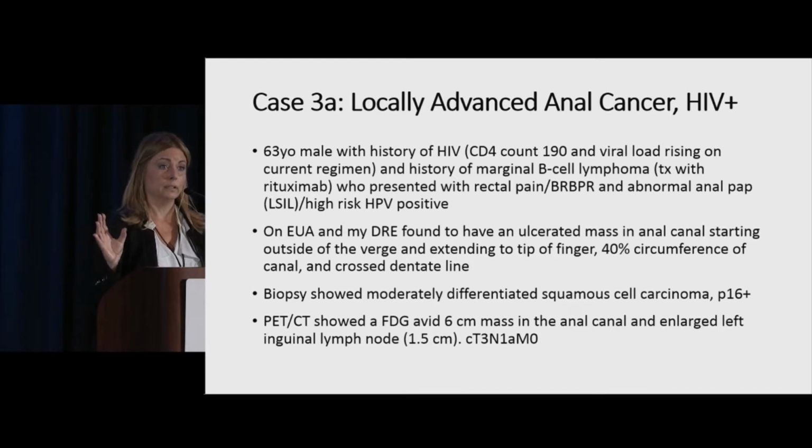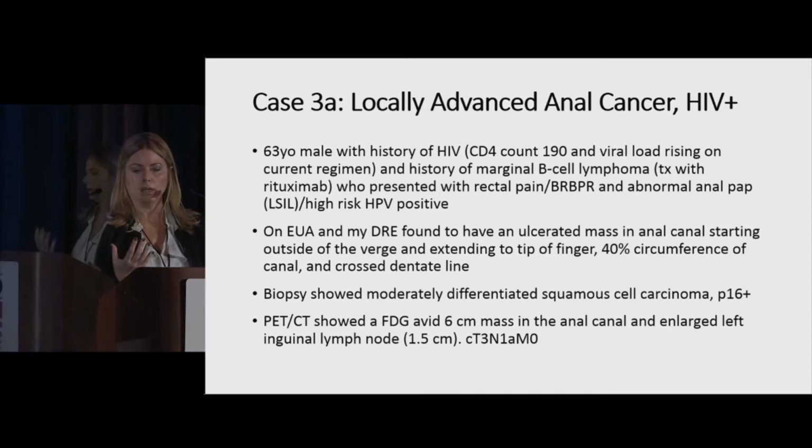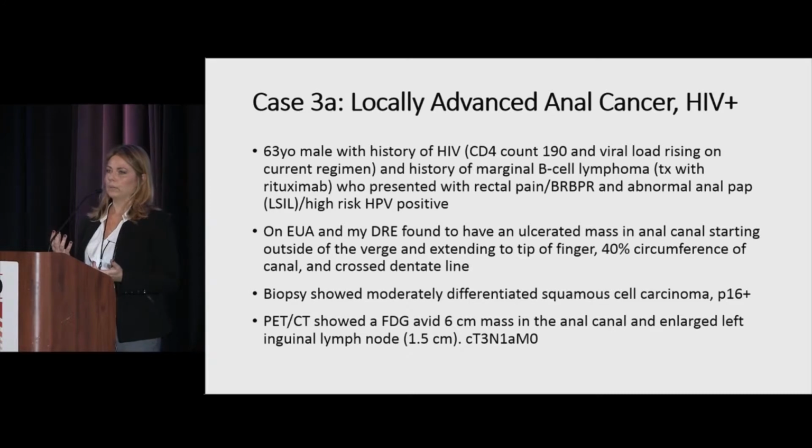He called it his Himalayas, and I just saw him in follow-up Tuesday. It was good. And it was about 6 cm in total length, so Himalayas and then up into the verge. Biopsy showed moderately differentiated squamous cell. It was P16 positive. And a PET scan confirmed my exam findings, but also had a left inguinal node that wasn't quite as avid as the primary, but we considered positive.